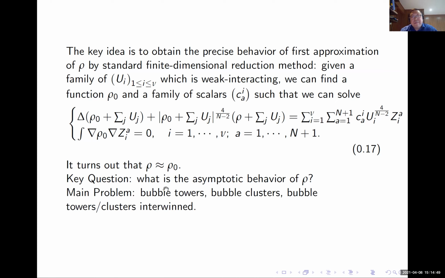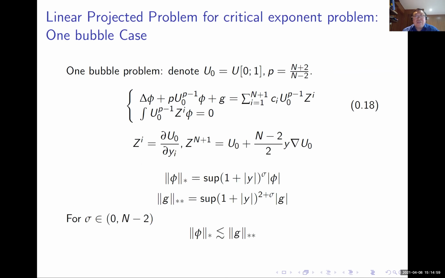Now the problem is you have a bubble tower and a bubble cluster, and even the bubble tower and the bubble cluster are interrelated. You have many situations. So let me just show you the bubble cluster case. In the one bubble case, we can do finite dimension reduction, and we just use the weighted Sobolev norm, and we get the reduction, okay, in the one bubble case.